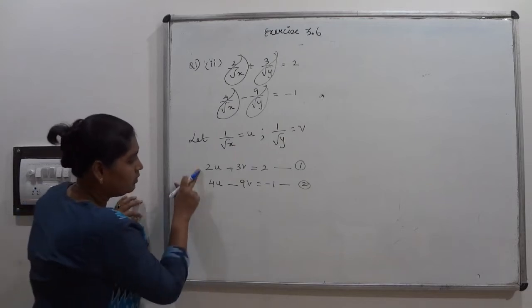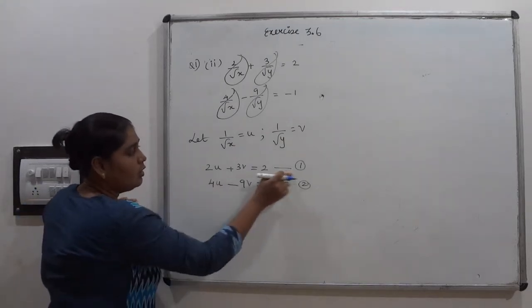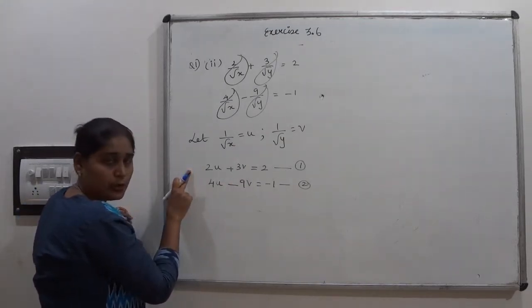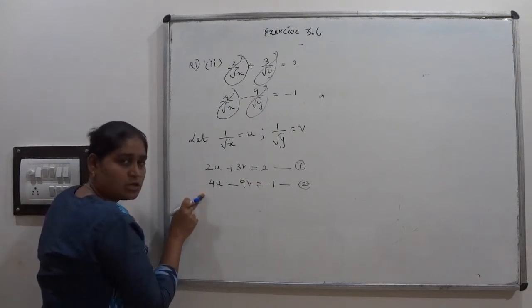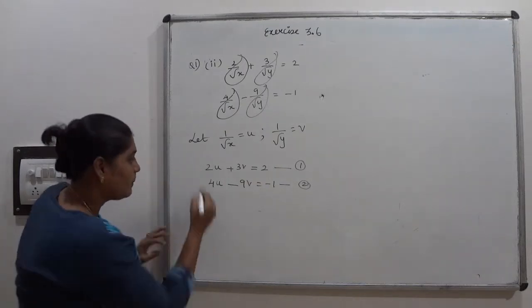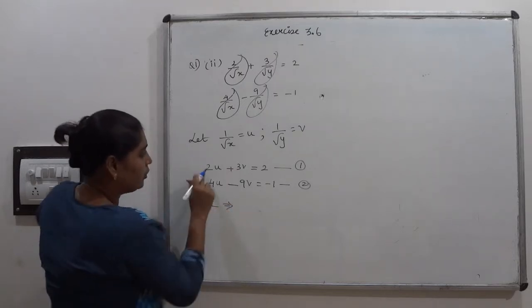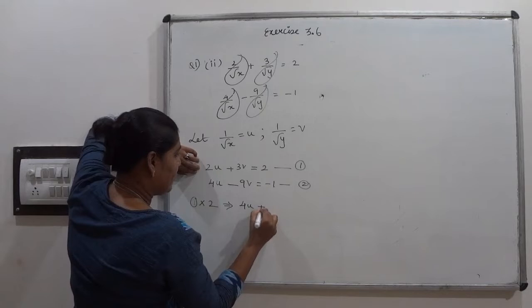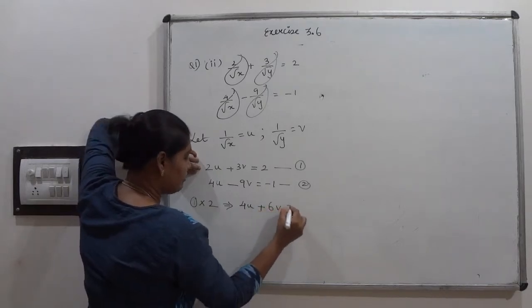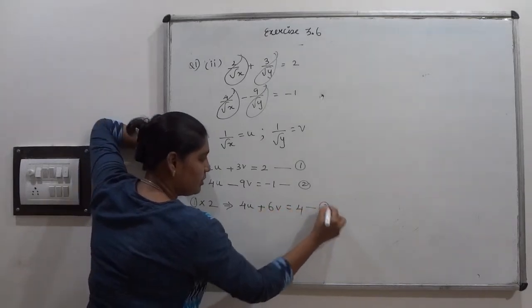So check it now. 2, here 4. So I want to multiply the first equation by 2. I will get 4 here. Here also 4 is there, so we can cancel out. So equation number 1 is multiplied by 2. 2 into 2, that is 4u, plus 2 into 3, that is 6v which is equal to 4. This is equation number 3.